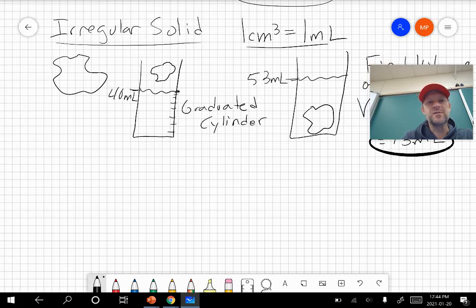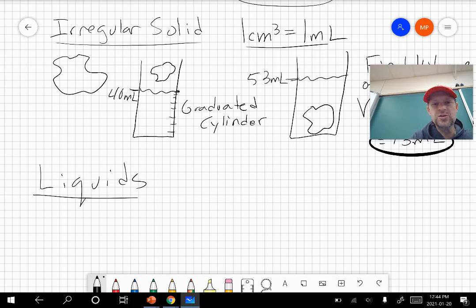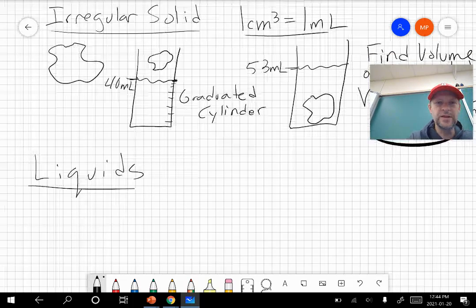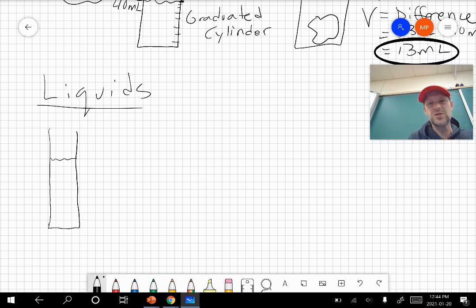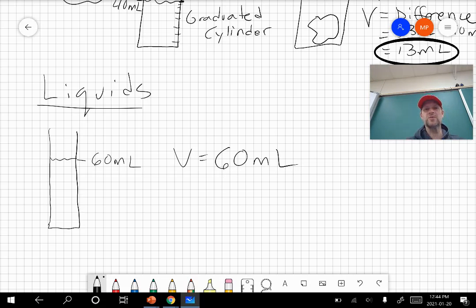I'm just trying to think for liquids. Now, usually the volume is just given. It's put into a graduated cylinder. Hopefully I can draw a little bit nicer one than that. If I draw another graduated cylinder, the problem's just going to say it's sitting at whatever it is, 60 milliliters, and therefore the volume is equal to 60 milliliters of that liquid. So there's not really an issue there. It was those first two examples that really I thought might trip you guys up potentially.